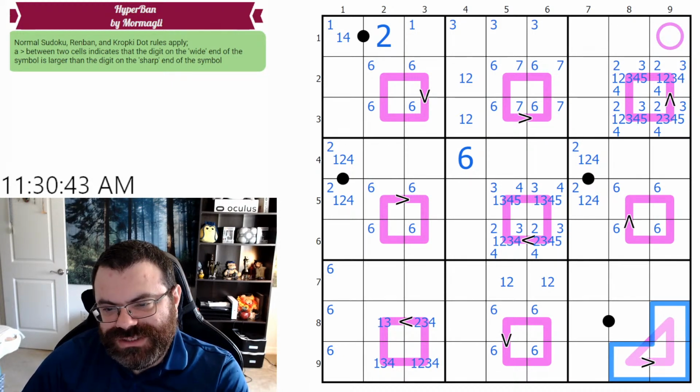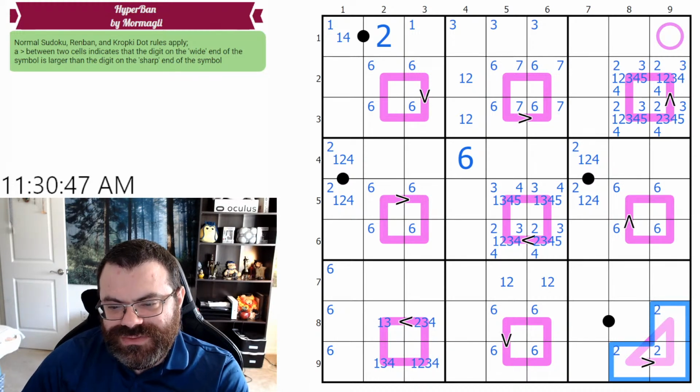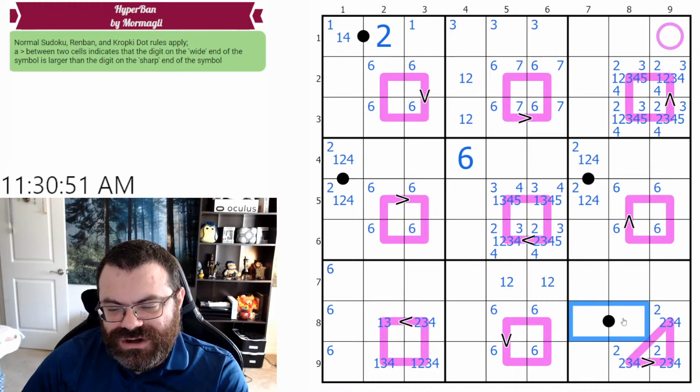If 2 were on this Renban, this is Derek's point, if 2 were on this Renban, then the only option is 1, 2, 3. If it was 2, 3, 4, then that removes all options for this black dot. Can't be 1, 2, 2, 4, 3, 6, or 4, 8. So it would be 1, 2, 3, and that would force this to be 4, 8. So actually this cell here is 1, 4, or 8 due to where 2's end up.